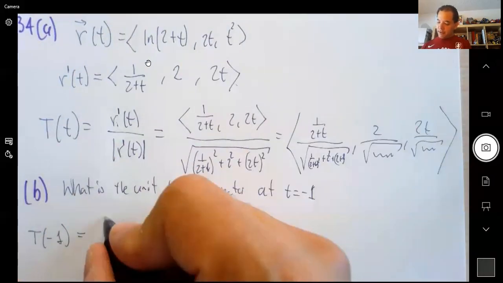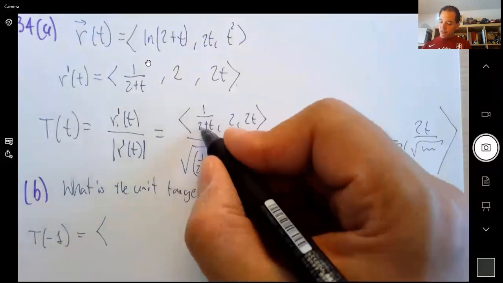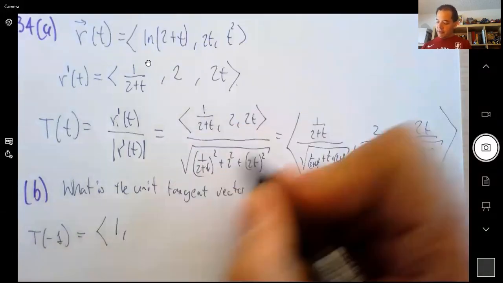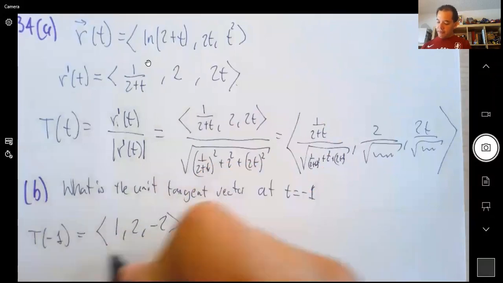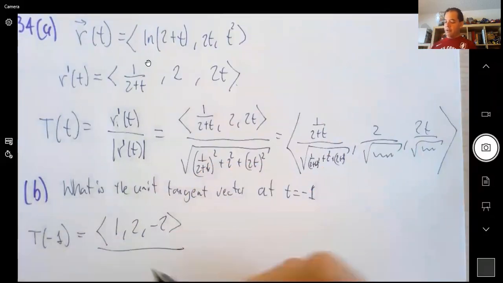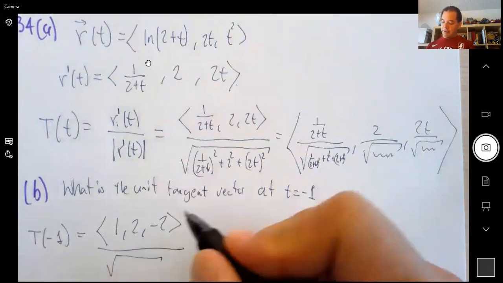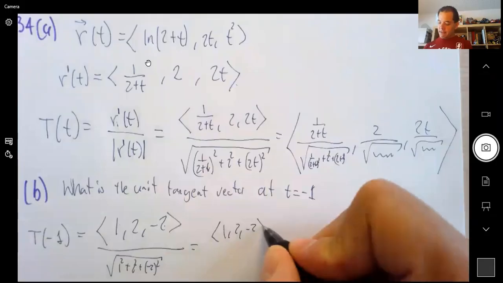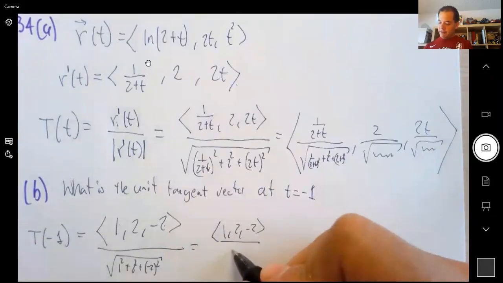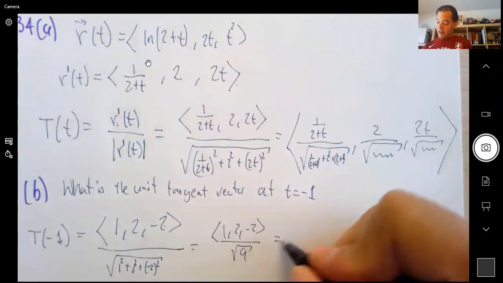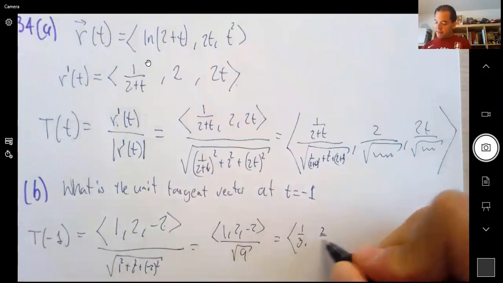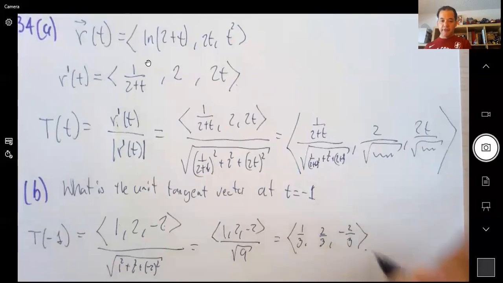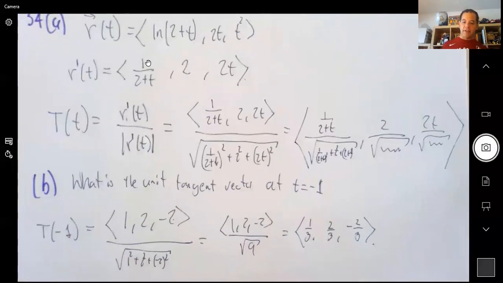And that's going to be -1 plus 2, which is 1. So that's (1, 2, -2) divided by the magnitude of this one, which I can do now. It's easy. It's 1 squared, 2 squared, -2 squared. That's 9, so the magnitude is 3. So that's (1/3, 2/3, -2/3). Okay? Easy. Really straightforward. Not a lot of thinking or difficulty there.